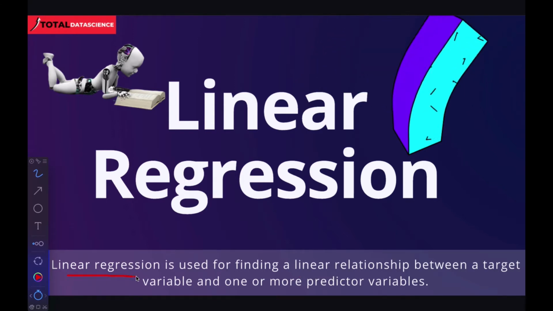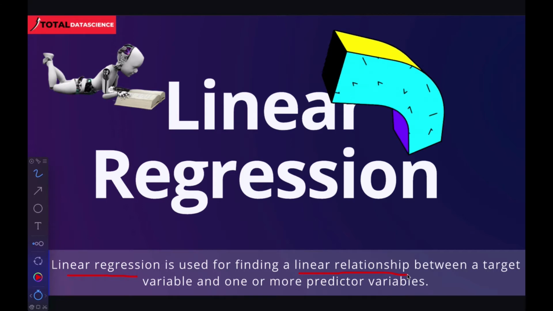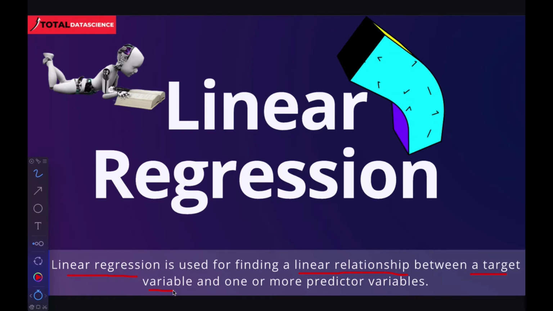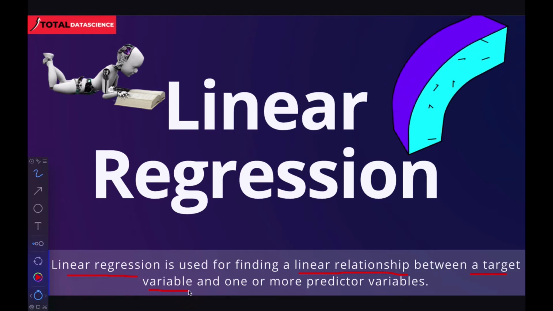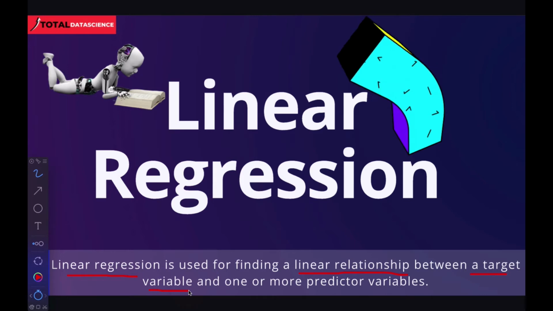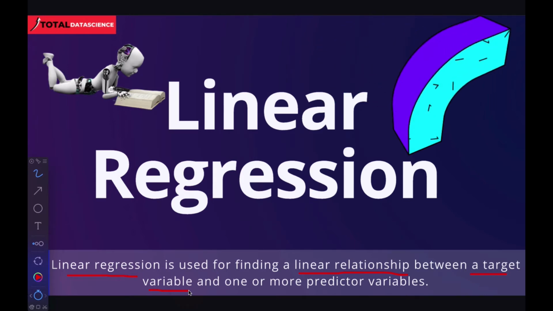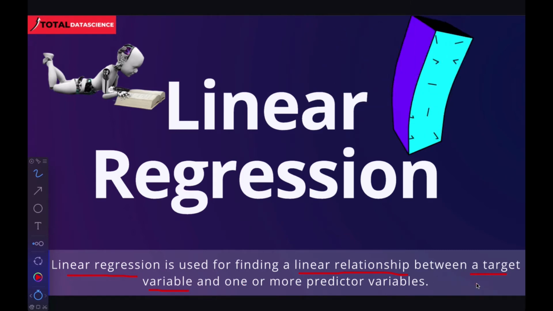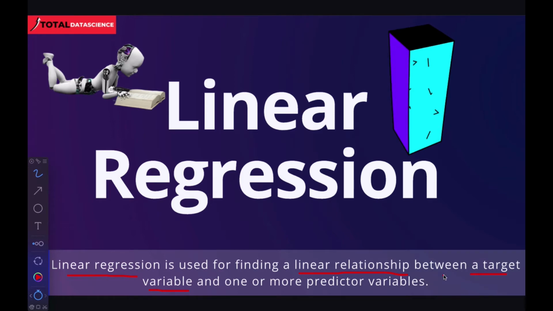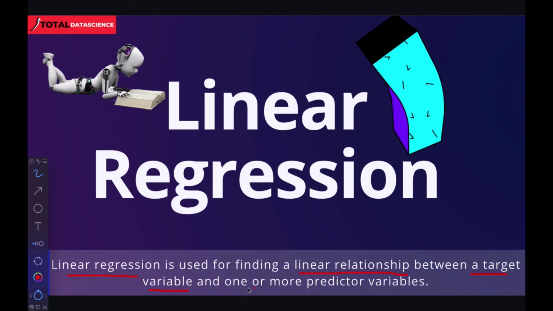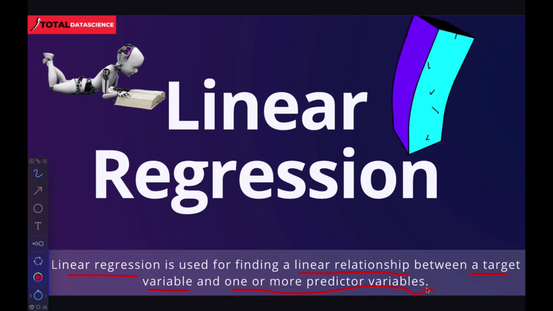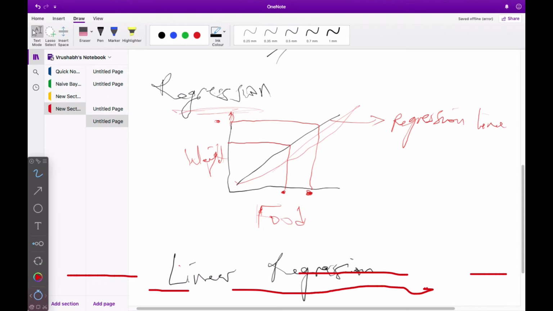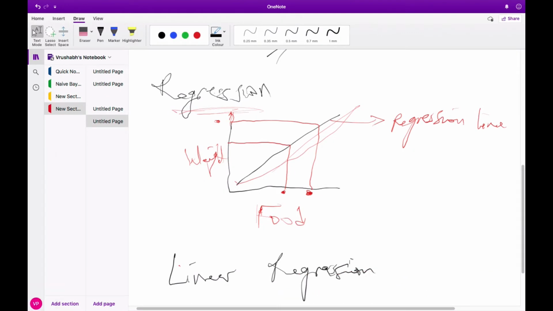What we're saying over here is that linear regression will help us to find a linear relationship that exists between a target variable, and I'm going to explain what a target variable means. If you've watched the previous videos, I'm sure you have a little bit of intuition about what a target variable is, and we're going to see it in this video as we progress to the lab. So it'll help us find the linear relationship between a target variable and one or more predictor variables. Let's go to the whiteboard and see what we mean by that.